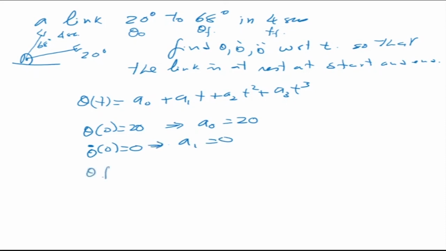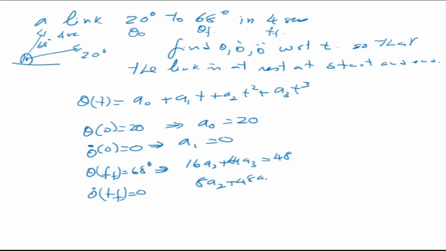And theta at tf is equal to 68 degrees. This gives one equation, 16 a2 plus 64 a3 is equal to 48. Theta dot at tf is equal to 0 gives the other equation, 8 a2 plus 48 a3 is equal to 0. Now I have two equations, two unknowns. I can solve them very easily and find a0 is equal to 20, a1 is equal to 0, a2 is equal to 9, and a3 is equal to minus 1.5.